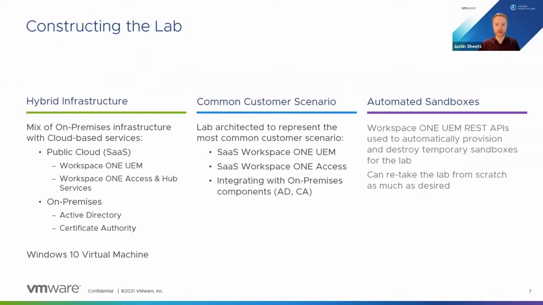Now, the lab is constructed to represent the most common customer scenario, which is working with hybrid infrastructure to consume Workspace ONE UEM and Workspace ONE Hub services as cloud-based services while securely integrating with your on-premises resources. A Windows 10 virtual machine is included in the Hands-on Labs infrastructure, and we'll be using it as a demo device today. This lab automatically provisions and then destroys temporary sandbox environments for you, so you can retake these labs from scratch as much as desired to see the solution over and over again.